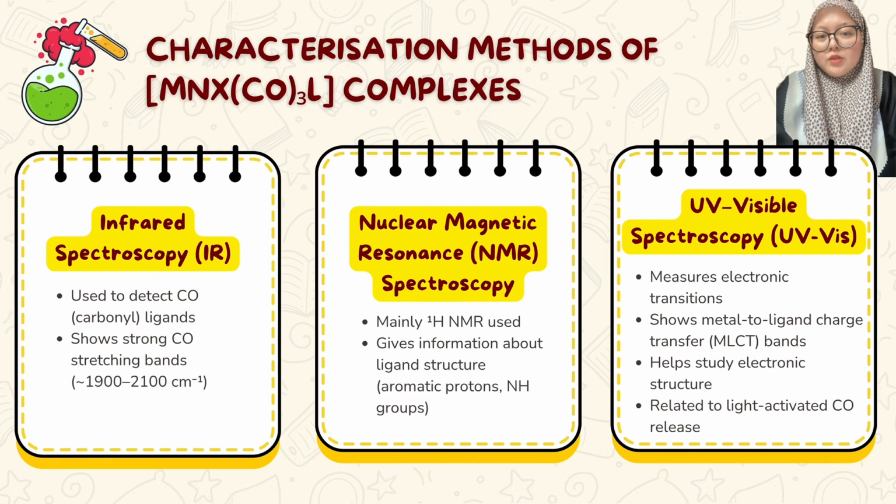Next, let us move on to the characterization methods of this complex. The first method is IR, infrared spectroscopy. This method is used to detect carbonyl ligands. Next, the second method is NMR, which we call nuclear magnetic resonance spectroscopy. Through this method, we can identify the ligand structure. The third method used is UV-visible spectroscopy, or we call it UV-Vis. This method measures electronic transitions. It shows metal-to-ligand charge transfer, which is MLCT bands.